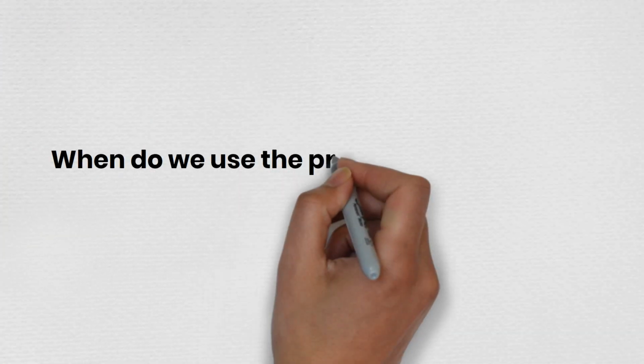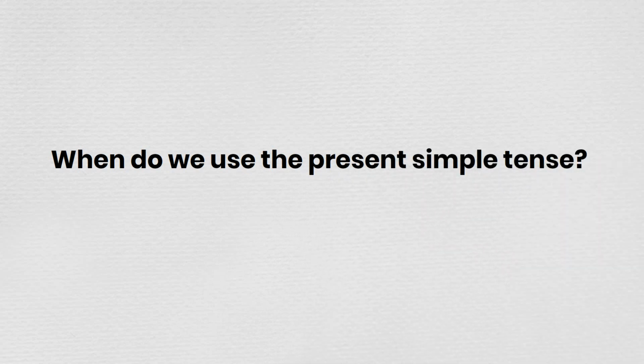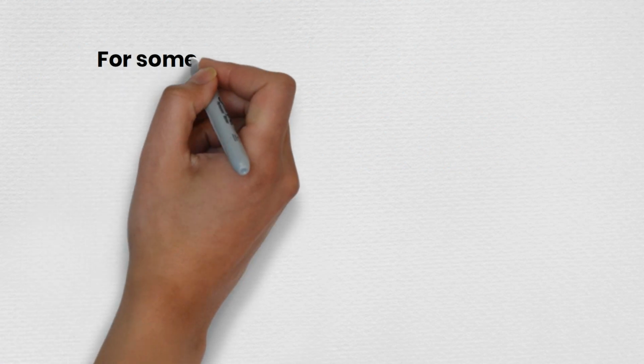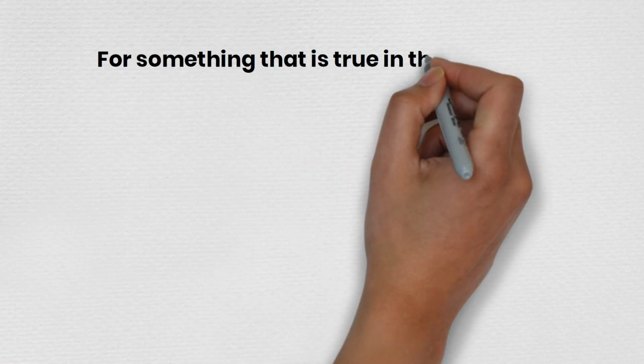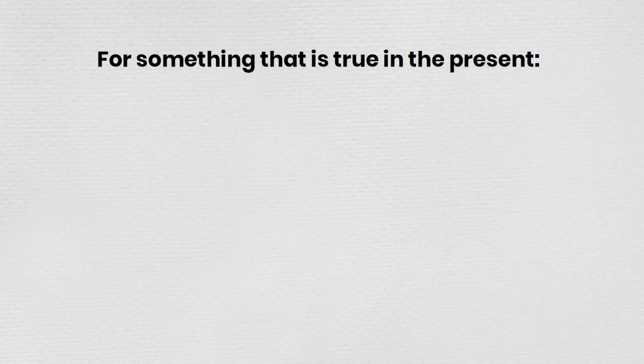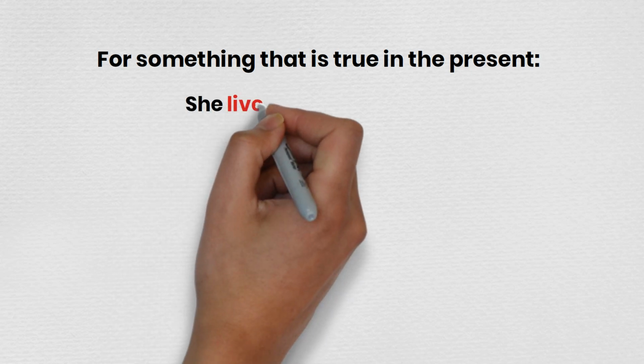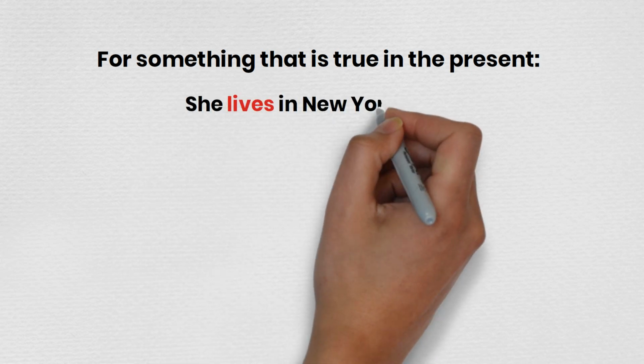When do we use the present simple tense? For something that is true in the present. She lives in New York City.